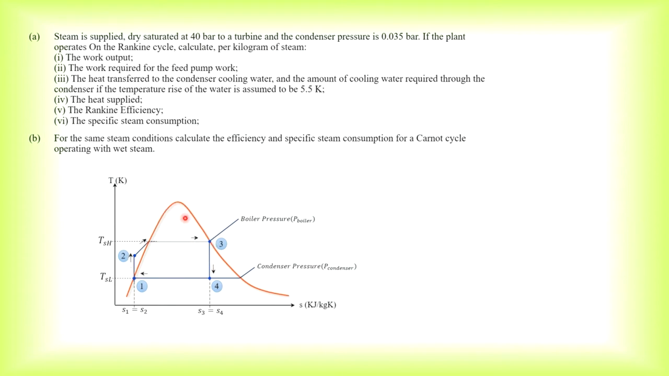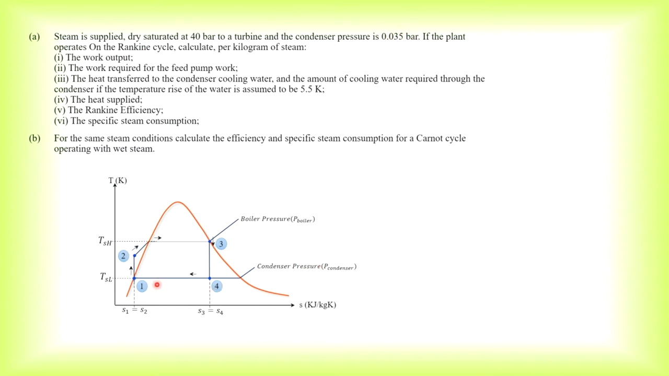So remember, this is the saturation dome. So you have the boiler pressure and the condenser pressure. So the boiler pressure on the TS diagram, the pressure line appears like this. It's slanting, and then at the moment it touches the saturated liquid line, it is horizontal until it touches the dry saturated vapor line. Then it's slanting upwards. So this is the boiler pressure of 40 bar, and this would be the condenser pressure of 0.035 bar.